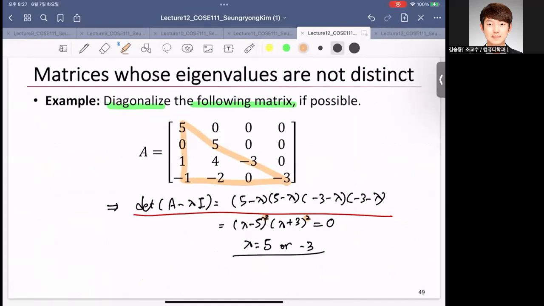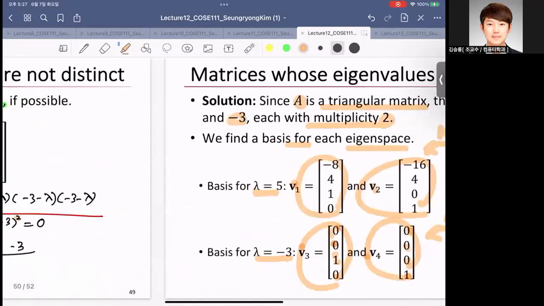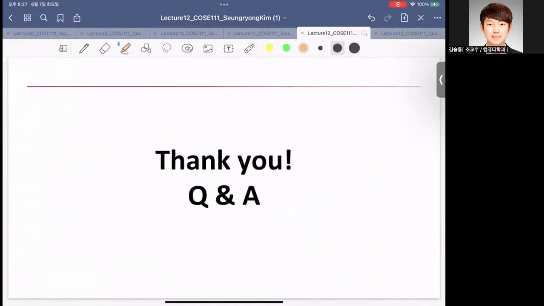All right, so this is the end of chapter 5.3. In this chapter we discussed how to diagonalize your own matrix A. Sure. Question?